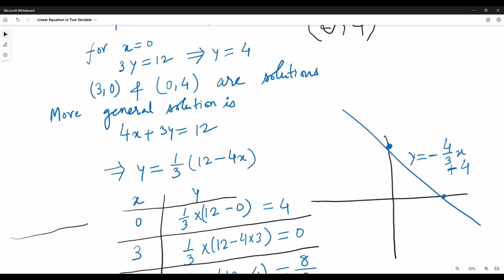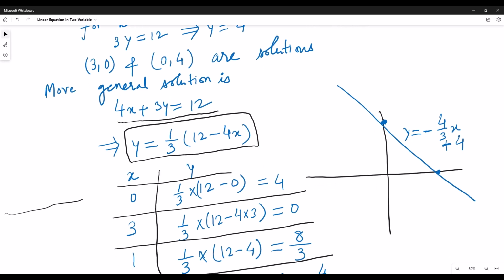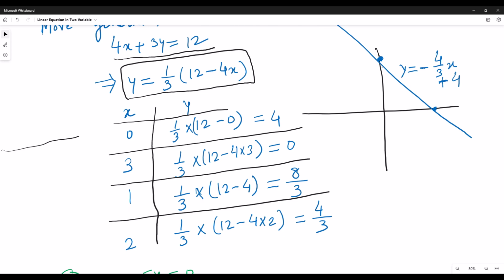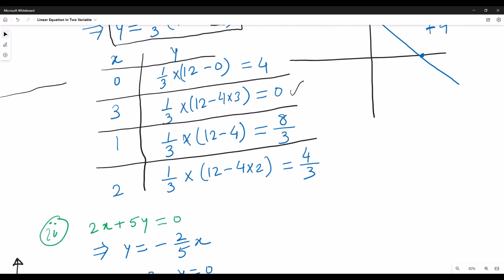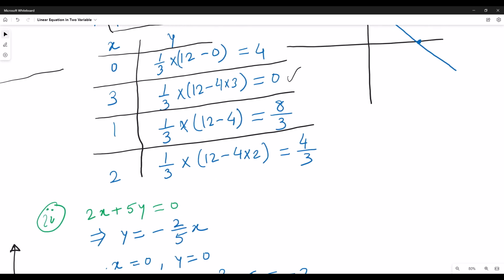Another way you can write 4x plus 3y equals 12 as y equals (12 minus 4x) divided by 3. So you put the value of x and you get the corresponding value of y. You put x equals 0, so that 4 times 0 is 0 and 12 by 3 is 4. You put the value of 3, so that will become 0. The value of x is 1, then that will become 8 by 3.